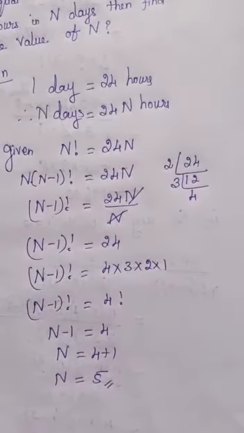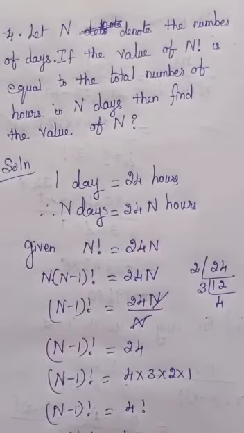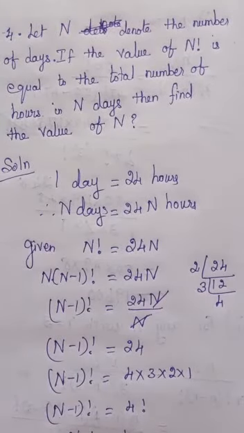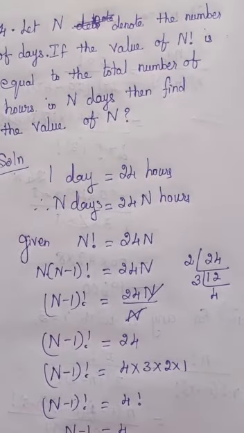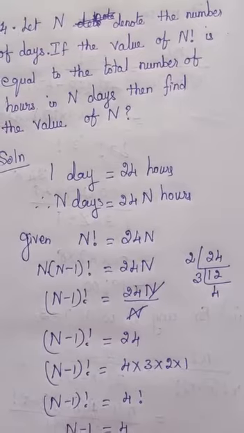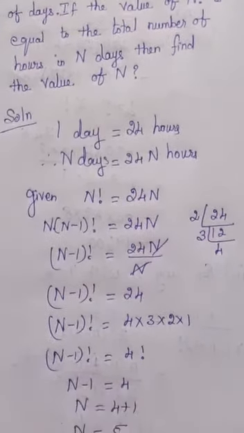n equal to 4 plus 1, therefore n is equal to 5. Is that clear? It's simple only, no? So the question is given. Let n denote the number of days. If the value of n factorial is equal to the total number of hours in n days, then find the value of n.